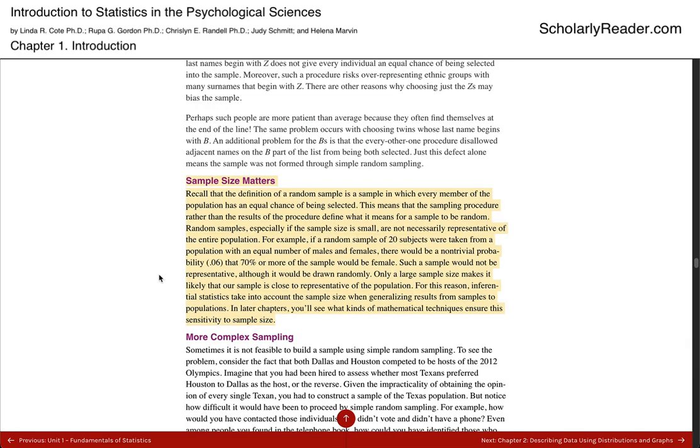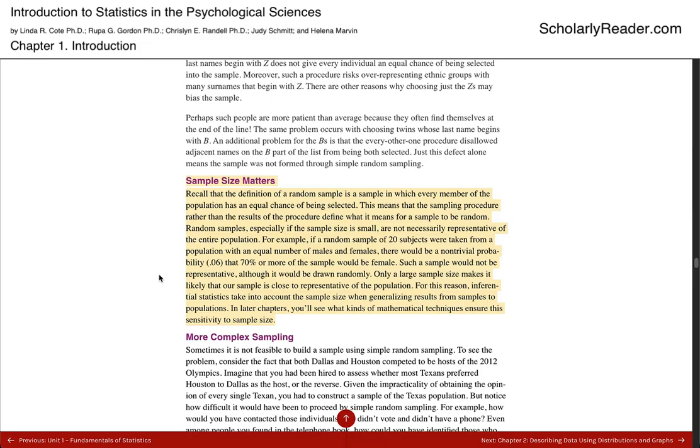Sample size matters. Recall that the definition of a random sample is a sample in which every member of the population has an equal chance of being selected. This means that the sampling procedure, rather than the results of the procedure, define what it means for a sample to be random.